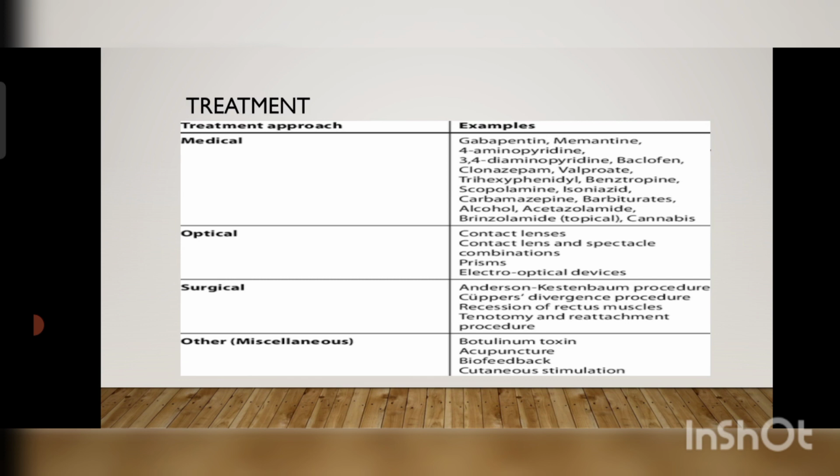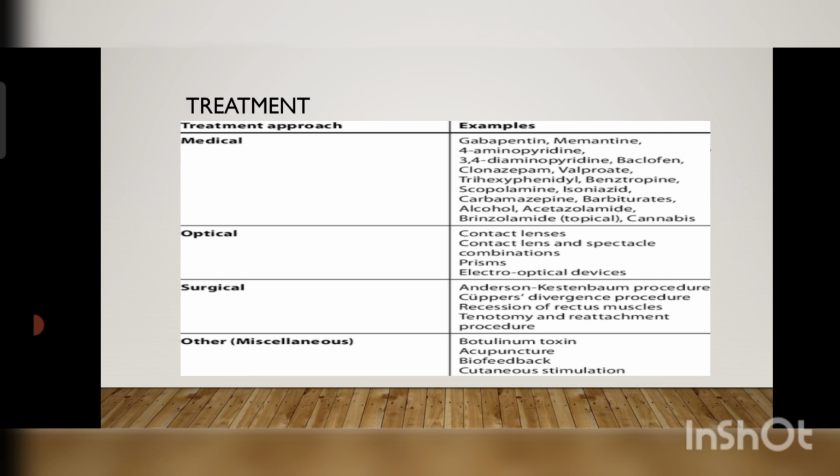The only thing we can do is try to solve the cause. There is some medical treatment. The basic treatment we give is optical treatment, that is we provide a contact lens. Contact lenses reduce the amplitude of nystagmus. We can give a contact lens and spectacle combination, and we can give a Yoke prism, which is very beneficial in these cases.